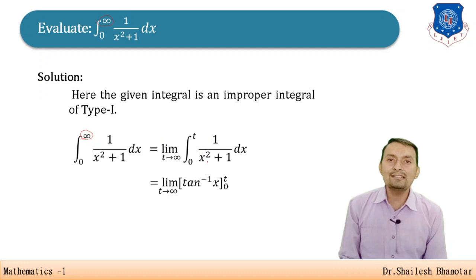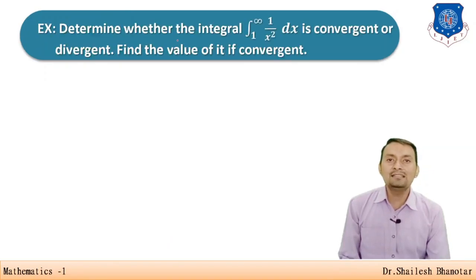We know that the integral of 1 divided by x square plus 1 is tan inverse x, evaluated from 0 to t. The upper limit is t, so we put tan inverse t minus tan inverse 0, and tan inverse 0 is 0. When you simplify, tan inverse infinity is pi by 2, which is a finite quantity. Therefore we can say this improper integral is convergent and its value is pi by 2.